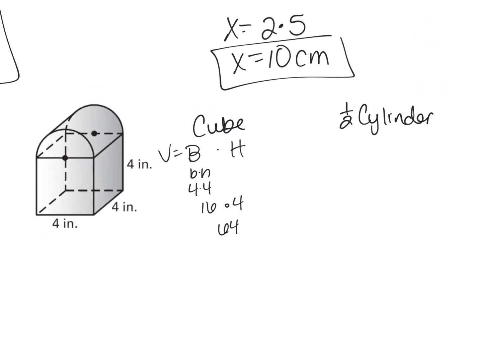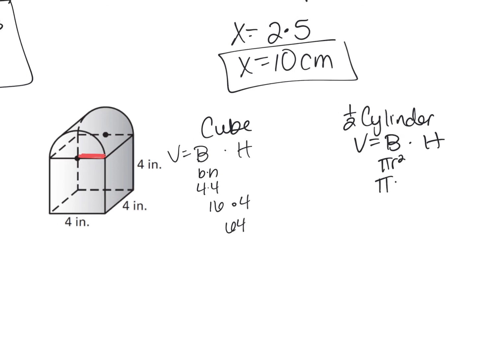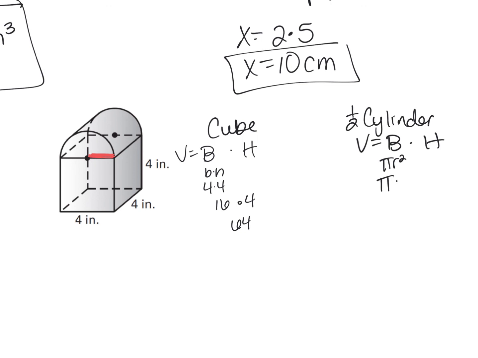Now let's do the cylinder, the half a cylinder. I cannot forget to do the half. Okay, so you've got volume equals base times height. The base of a cylinder is a circle, pi r squared. So then that would be pi times, what is your radius for this? Well, your radius is going to be this distance right here, and a common mistake is to write 4 as your radius, but it's not, that's your diameter. So you have to cut it in half. So your radius is 2 to the second power, which gives you 4 pi.